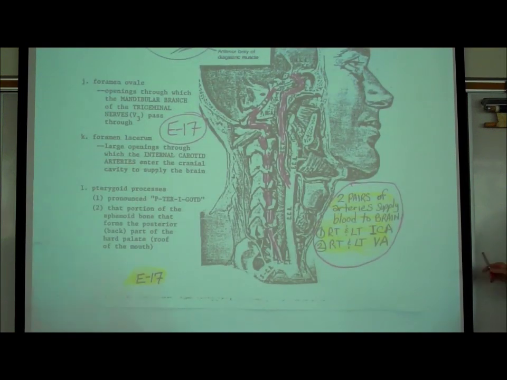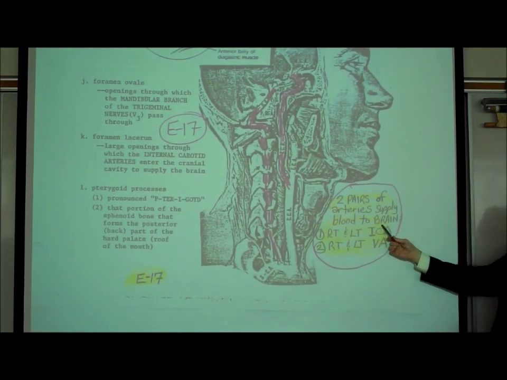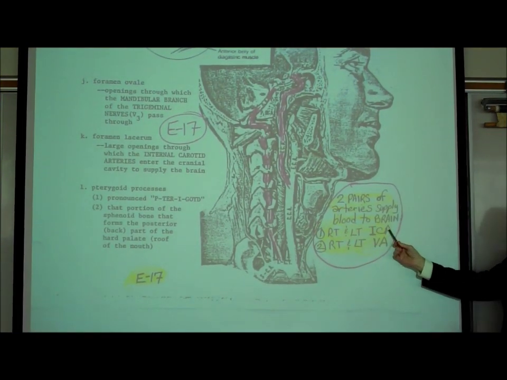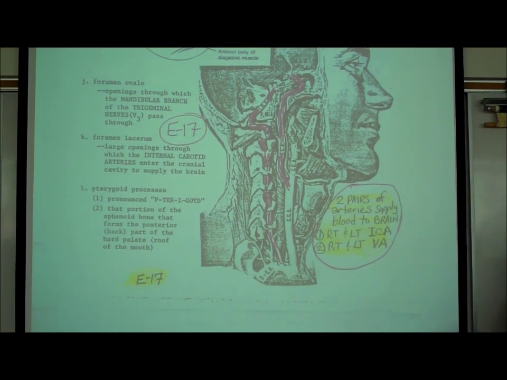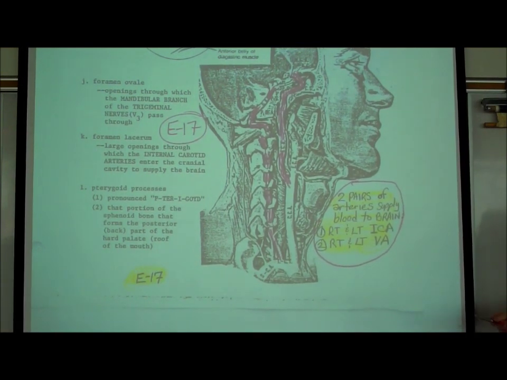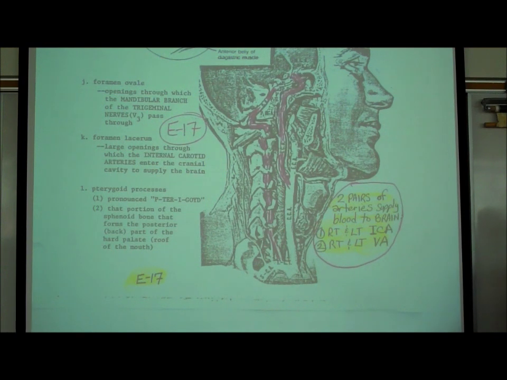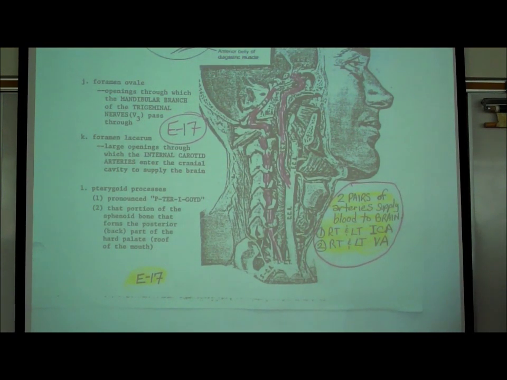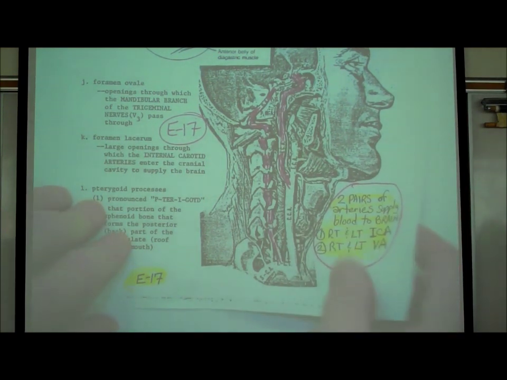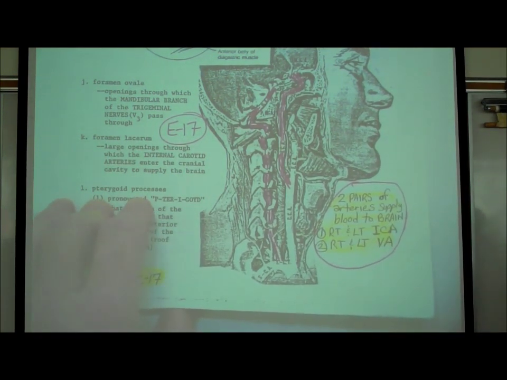And in fact, we summarize there are two pairs of arteries that supply blood to the brain, the right and left internal carotid arteries and the right and left vertebral arteries, which we mentioned back on page E17 for the first exam. So this is not the first time we've mentioned it, but we're just reviewing it. Look, I understand it's hard to remember all this stuff.